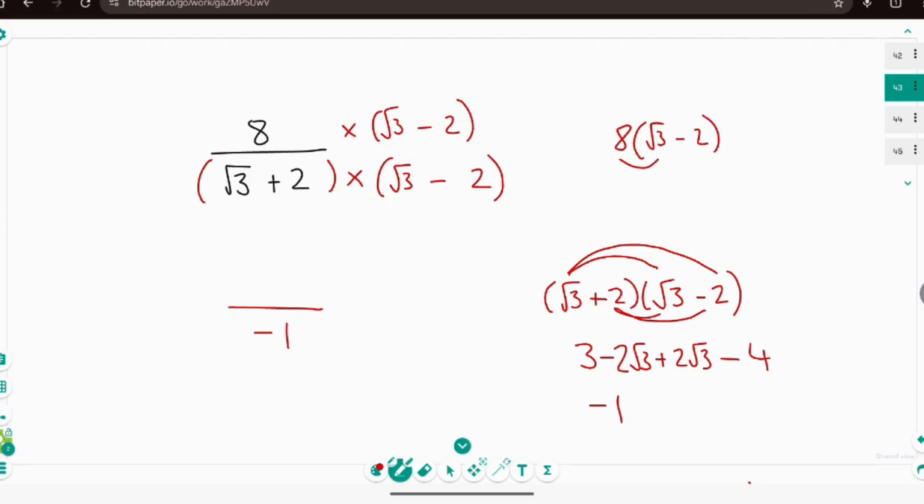8 times root 3, 8 root 3. 8 times negative 2, negative 16. If we did want to divide them both by minus 1, we'd have minus 8 root 3, and minus 16 divided by negative 1 is positive 16. That's just to really tidy it up. Maybe if they asked you to simplify it fully.